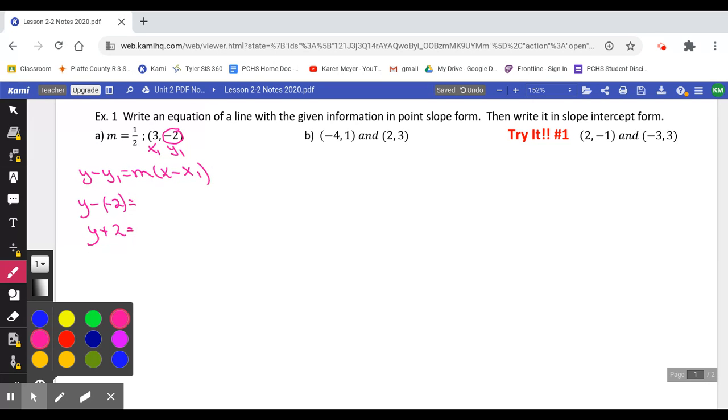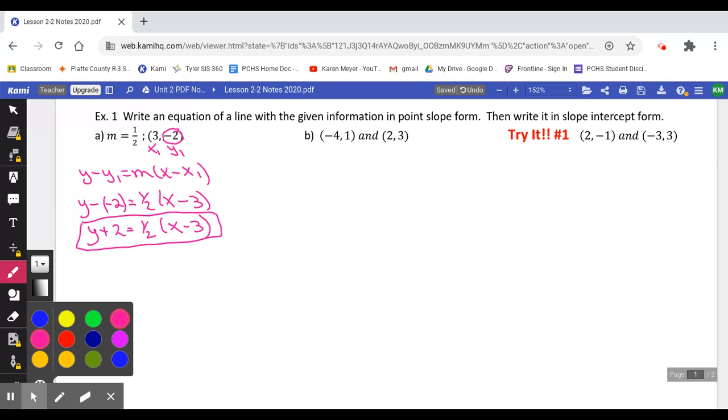Equals the slope, which is 1/2. And then we have x, and then x1. x1 is 3, and the opposite of a positive 3 is a negative 3. So here's my first answer. This is point slope form.